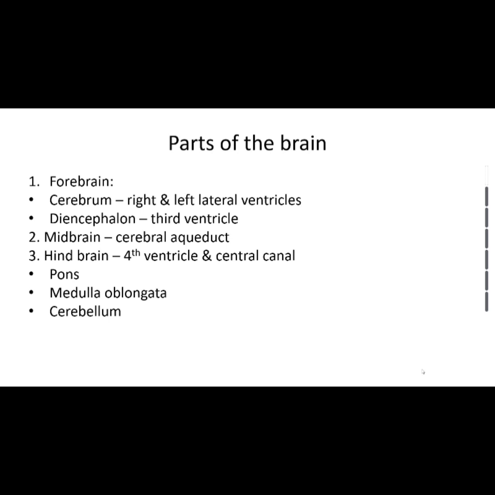Tentorium is almost tent-like. It separates the cerebrum and the cerebellum. We call it the tentorium cerebelli. The cerebellum is situated posterior to the pons and the medulla oblongata. It consists of two hemispheres, almost the same as the cerebrum. That is why it's called cerebellum, small brain, because it also has two hemispheres.